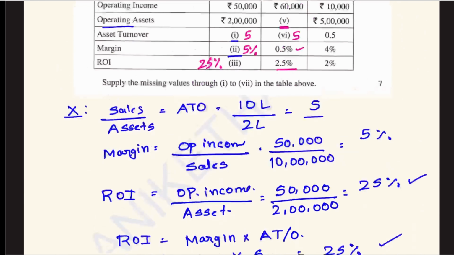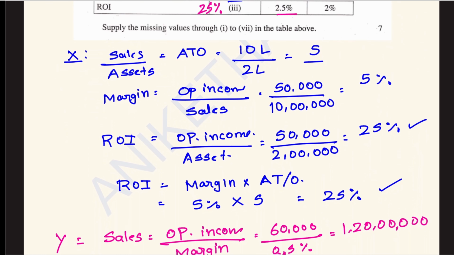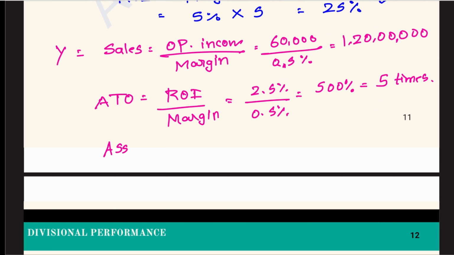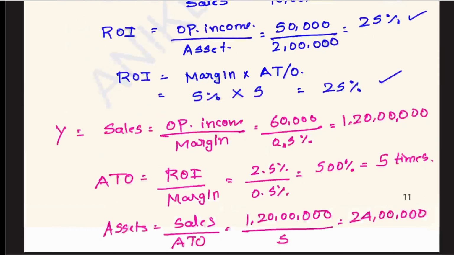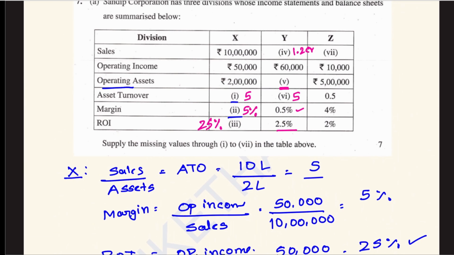Then operating asset, I can use asset turnover formula directly. So my asset turnover is sales over asset. So I have to find out asset. That means sales divided by asset turnover. So assets is equal to sales by asset turnover. So both the values we have calculated here. 1 crore 20 lakh divided by 5. So 24 lakh is my asset value. So you have calculated 6. So 6 marks you will get.